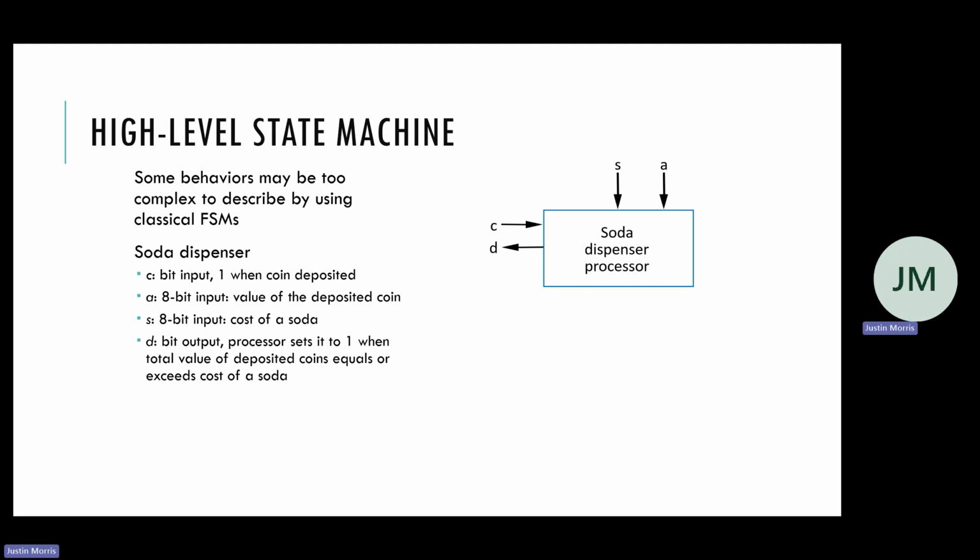Like if we have multi-bit inputs, like here we have A is an 8-bit input, which is the value of the deposited coin, and S is an 8-bit input, which is the cost of the soda. Having all of those things on the transitions of your finite state machine would look very, very messy, right? So it's not practical to use the classical finite state machines for things like this.